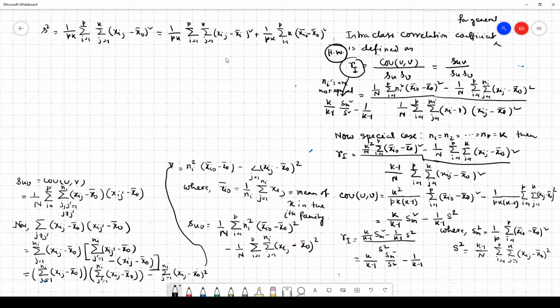Xi naught bar minus x naught bar whole square. And the cross product vanishes still. The cross product term vanishes. Please check this. We write first xij minus xi naught bar plus xi naught bar minus x naught bar whole square. Now break this whole square into two parts, and then you get this expression.